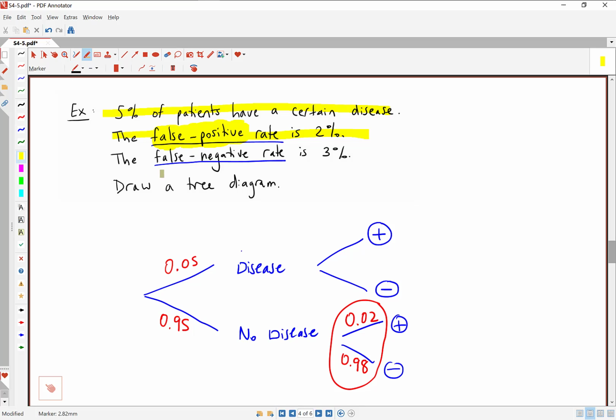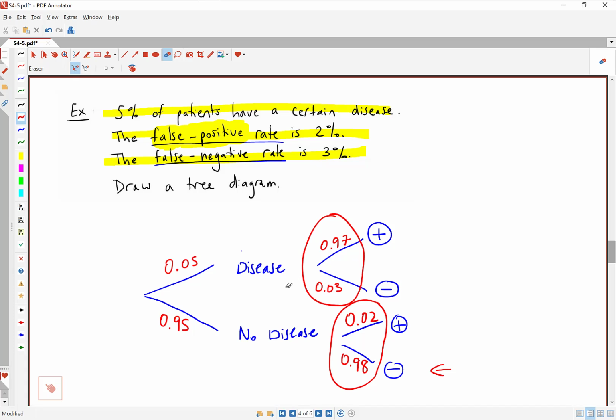Okay, now let's talk about the false negative rate. So again, a false negative is a negative. So it's one of these two numbers, and it's the one that's false. If someone has a disease, but the test comes back negative, that would be a false negative. So that would be this circled number here. And we're told the false negative rate is 3%. So that's just another way of saying this probability is 3%. And once we know that, 0.97 probability there, so that this set of branches adds up to 1 or 100%. So again, let's do a double check on that and make sure that makes sense.